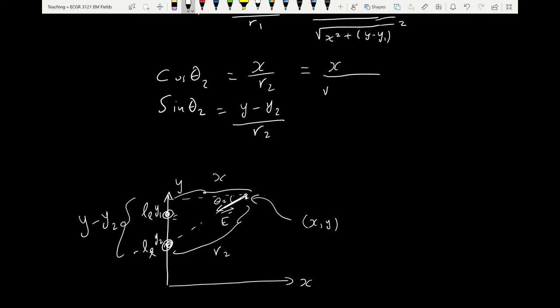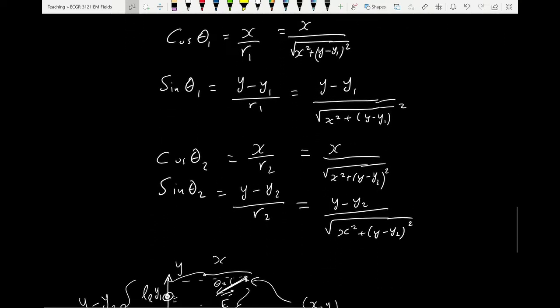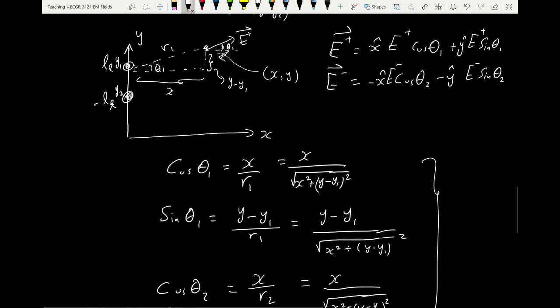I can write cosine theta 2 as x over the square root of x squared plus y minus y2 squared, and I can write sine theta 2 as y minus y2 over R2. Oh, sorry, R2 is the square root of x squared plus y minus y2 squared, right? So we can take those four expressions and plug them in here to get the total electric field.